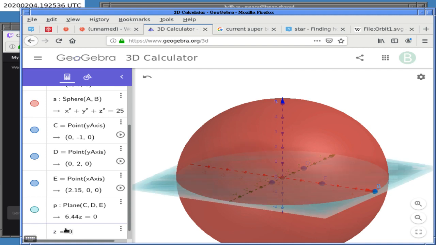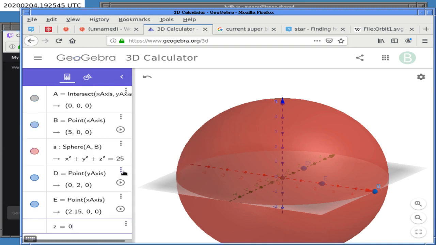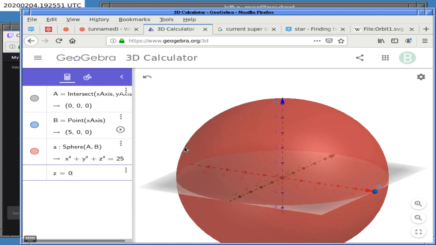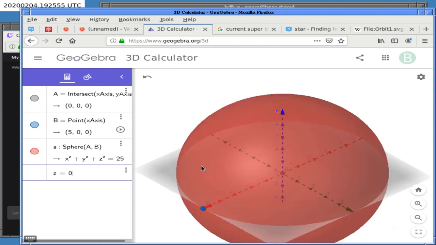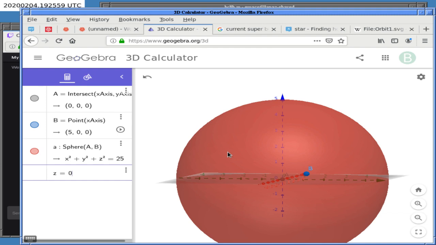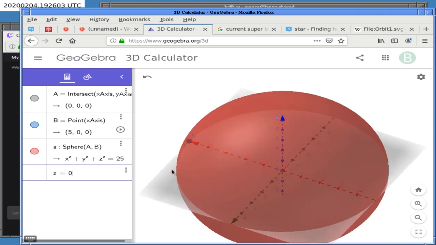Okay. And then we can get rid of these three things. Be gone from this place. Be gone from this place. Be gone from this place. Be gone from this place. Okay, so there we are. There is a sphere and a plane. We cannot view it from the center, which is what we would really like to do. But okay.